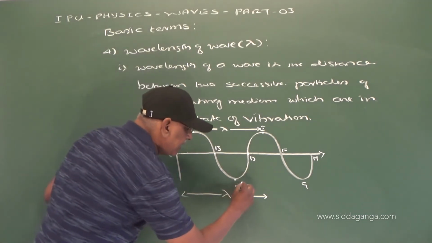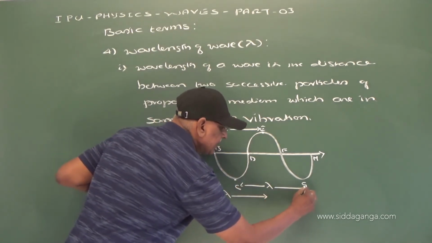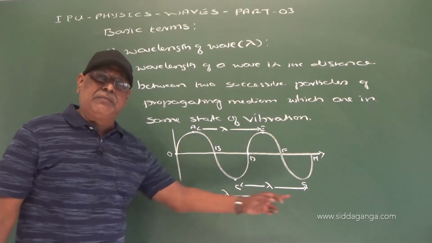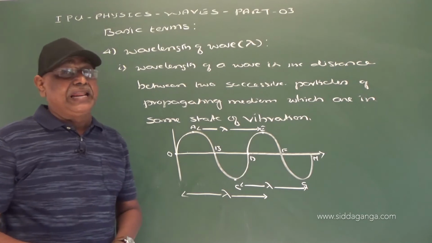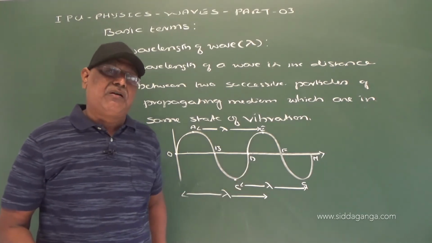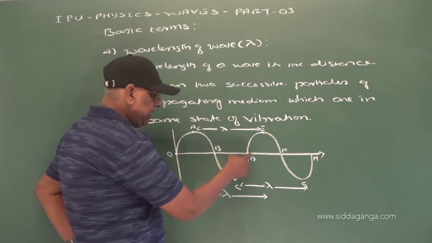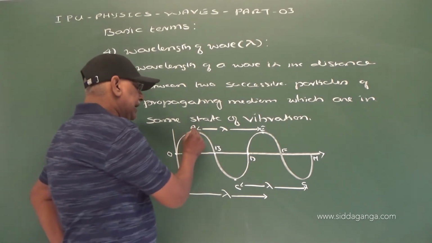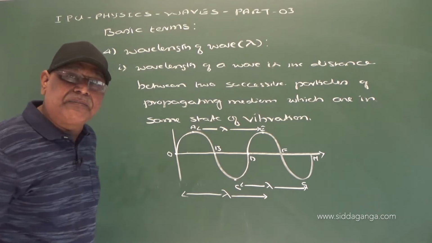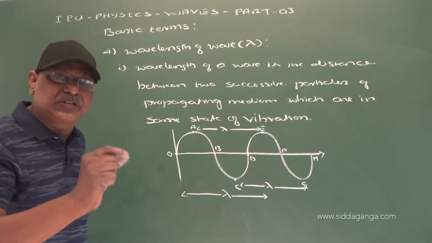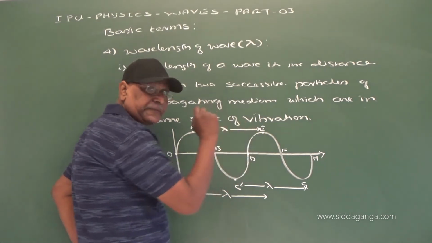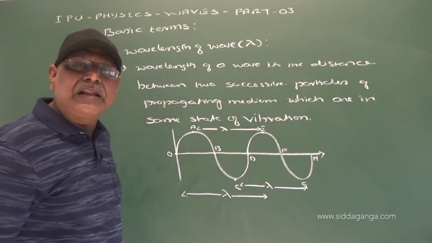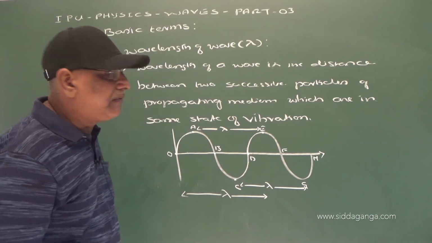Then we see that particle C and particle G are again in the same state of vibration, having maximum displacement in the negative direction and the same direction of motion. So here O and D are two successive particles in the same state of vibration. A and E are another set of nearest particles which are in the same state of vibration. So here also C and G are particles which are in the same state of vibration.